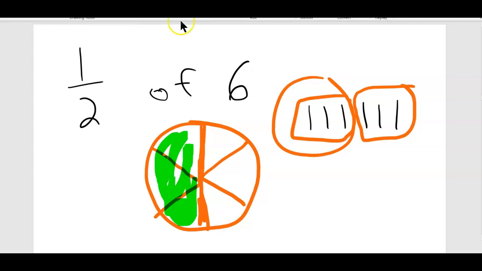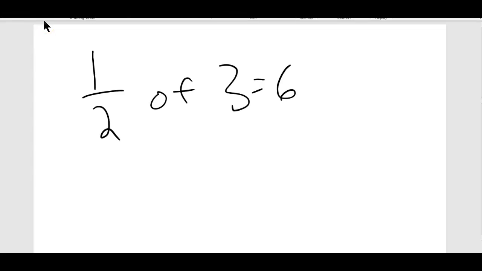All right, let's, new slide. I wish it were easier to put a new slide in here. Boom! All right, so where's Mr. Hoffman going with this? Well, hang in there. He's trying to get there. Half of 6 equals 3.